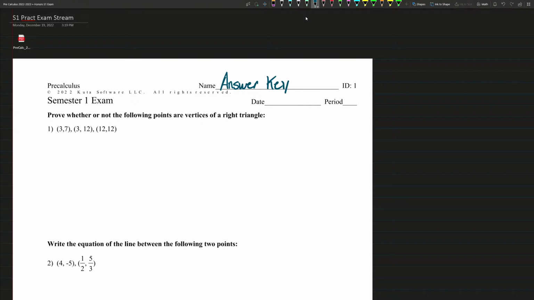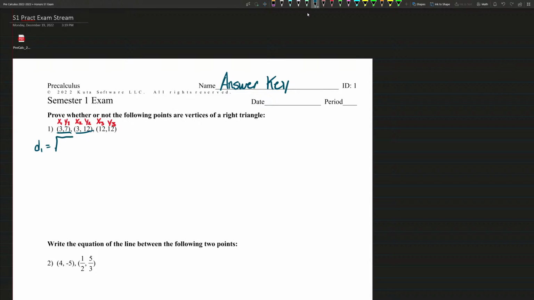Number one, prove whether or not the following points are vertices of a right triangle. So we need to find the distance between x1, y1, x2, y2, and x3, y3. I'm going to label these with different subscripts so we see which one is which. D1 is the distance between x1, y1, and x2, y2.